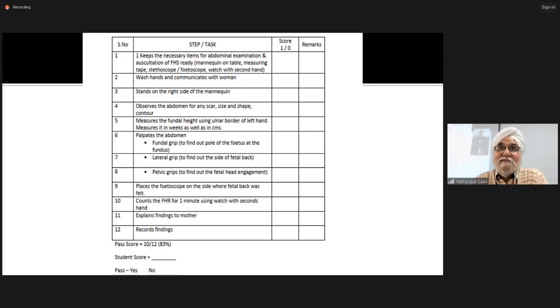So apparently they appear objective, but if you look at the points, they require you to make a subjective interpretation before you objectively mark them. Explains findings to mother. Some of the things, for example, wash hands and communicates, this may be okay, but even communicates, you have to make a subjective decision first. Communication was okay, so I'll give yes or one, whatever. Same way, he observes the abdomen. Now, this is a bit of a problem. Suppose he stands like this near the cord.